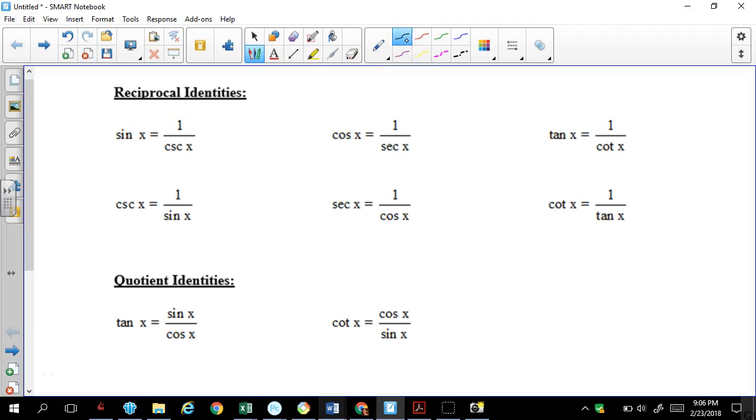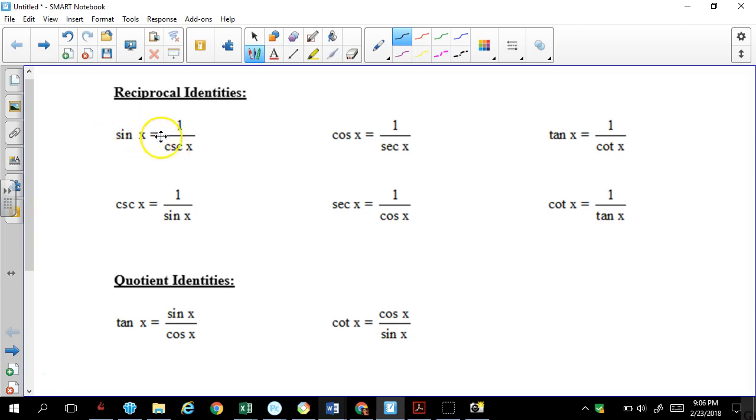Okay, guys, so we're going to talk about the different trig identities and where they come from. At this point in time, you should already know the reciprocal identities and the quotient identities. We already know that sine and cosecant are reciprocals of each other, and the way to make a reciprocal is by putting it over 1 and flipping it, right?